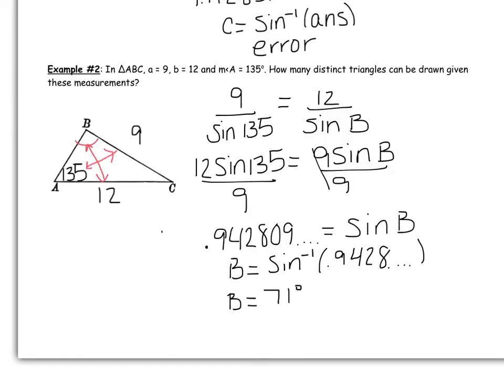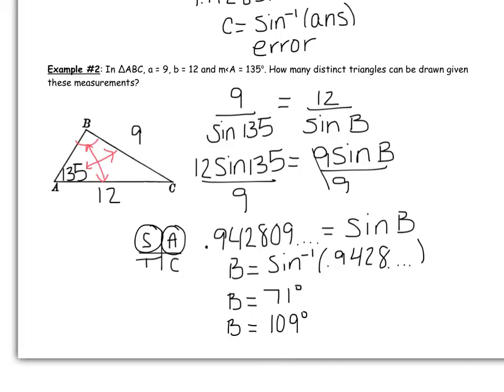Okay, now remember, ASTC. Here, sine of B is a positive 0.9428. So where is sine positive? Here and here. We have the angle for quadrant 1, which is 71 degrees. How do I find the angle for quadrant 2? Well, 180 minus 71. So go ahead and type that into the calculator. So B can also equal 109 degrees.